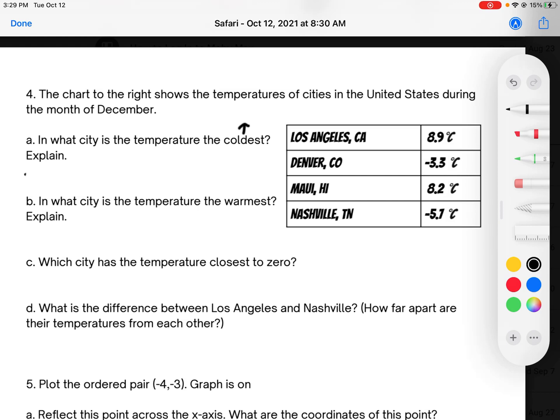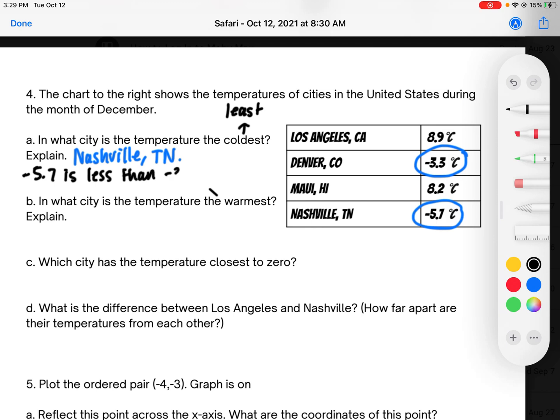Now, the coldest would reference what kind of number? In this case, when we're ordering them, the coldest would be like the least, right? That smallest temperature. So when we're looking at these, we know that negatives are always smaller than positives, which would leave our potential answers as negative 3.3 and negative 5.7. So which of those is the least? We know that is Nashville because negatives have opposite numbers, meaning that negative 5.7 is less than negative 3.3.